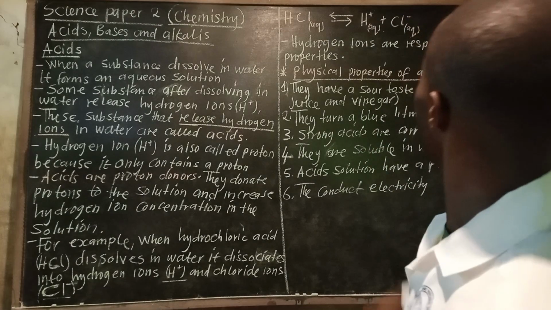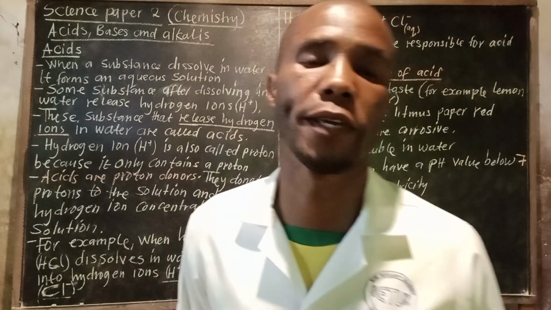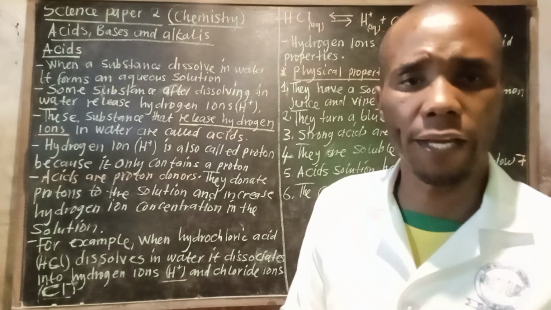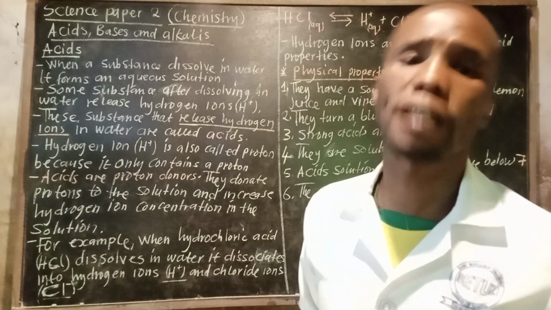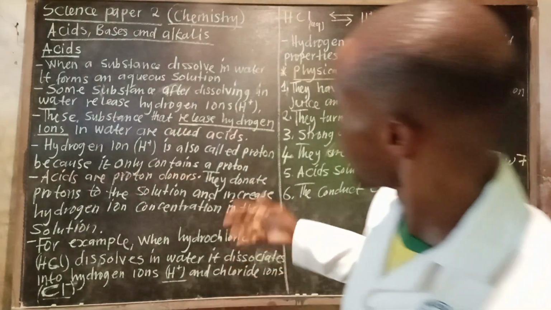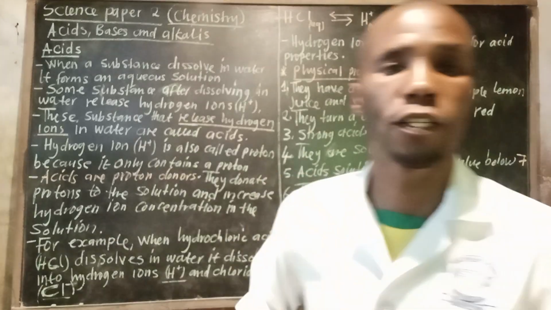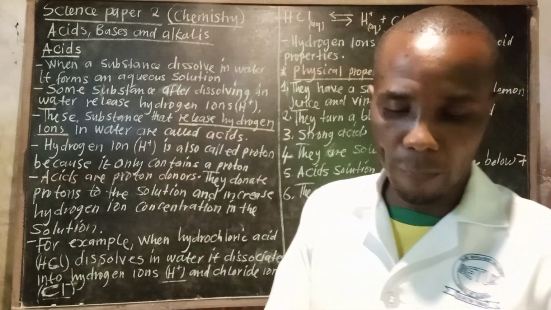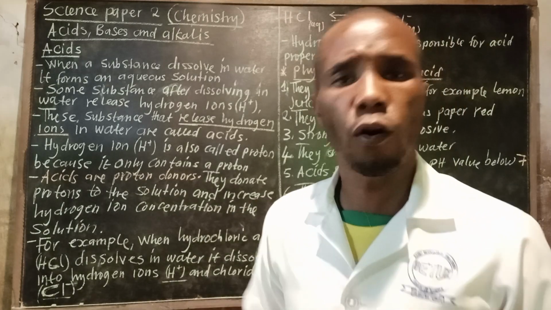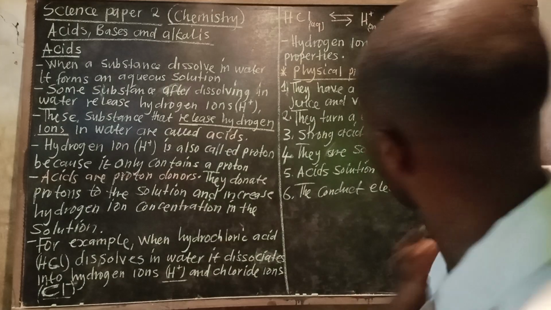Then three, strong acids are corrosive. What does that mean? The word corrosive simply means they burn and destroy. For example, with hydrochloric acid or sulfuric acid, if you put it on your skin, you will see what happens. Automatically, the skin will start burning. So strong acids are corrosive. You'll be able to tell that this is an acid. That is the physical properties of acids.